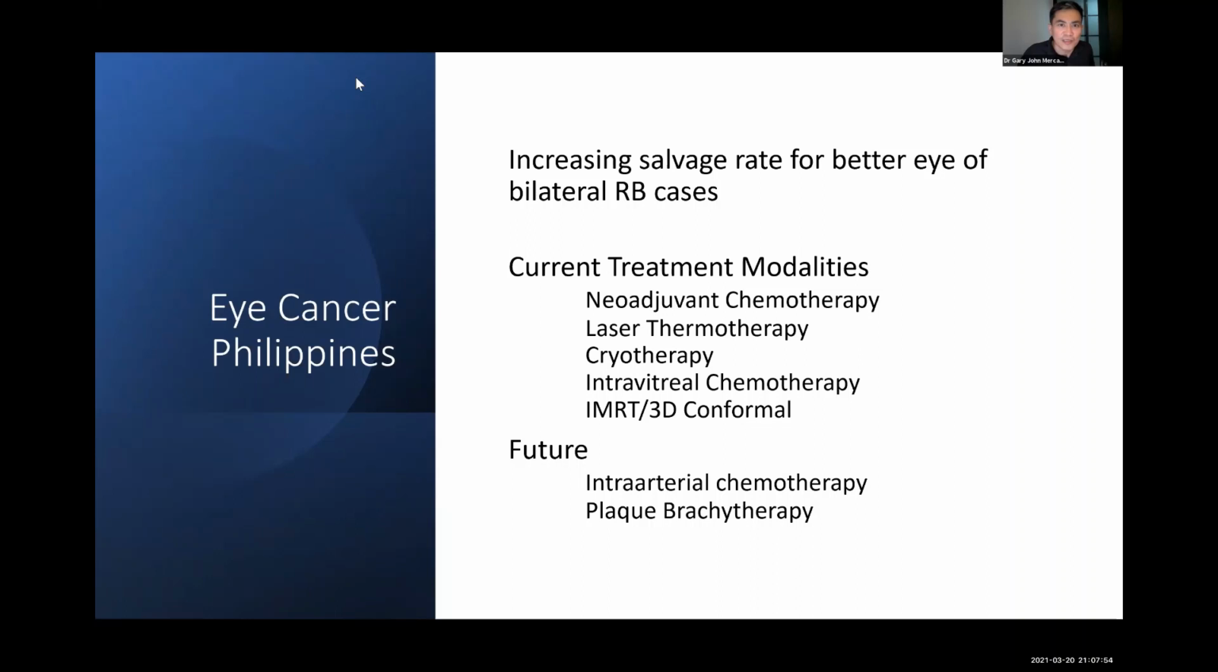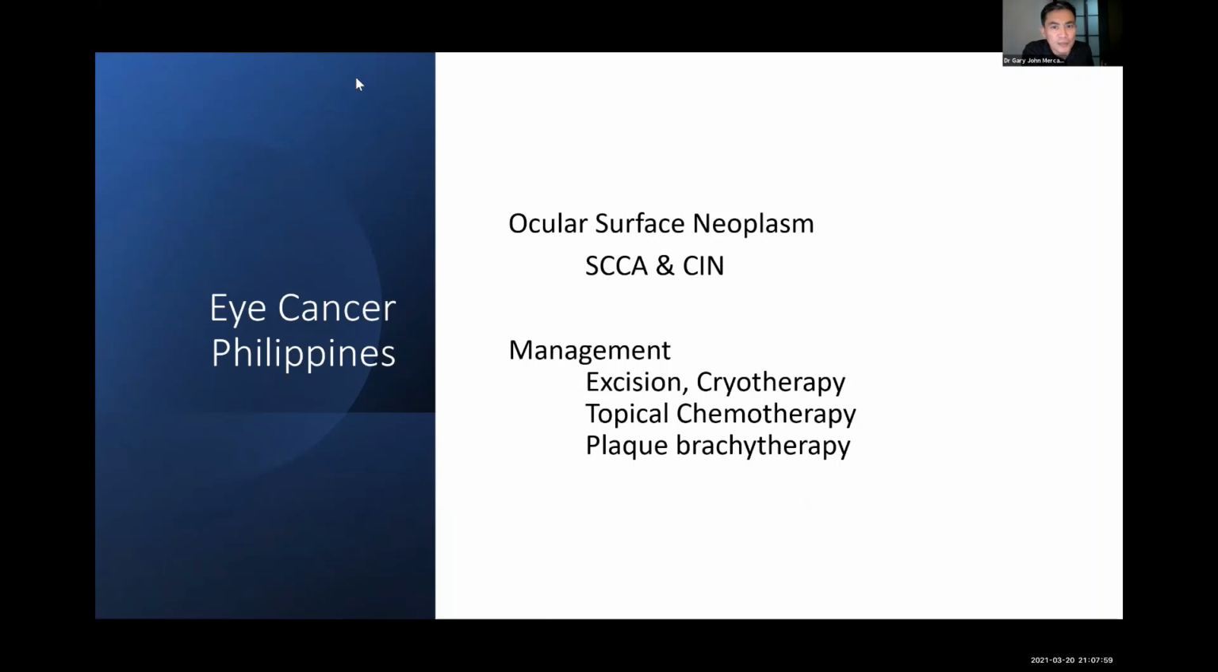For ocular surface neoplasm, the specimens submitted are usually squamous cell carcinoma and carcinoma in situ. Our management for these is excision, cryotherapy, and topical chemotherapy. And we wish that there was plaque brachytherapy, particularly for those lesions that Arun mentioned, where there's deep scleral invasion.